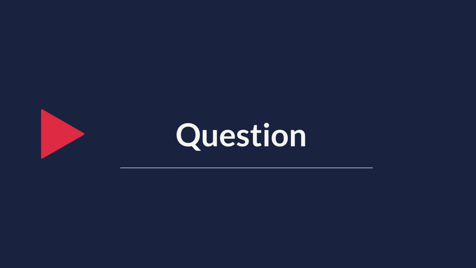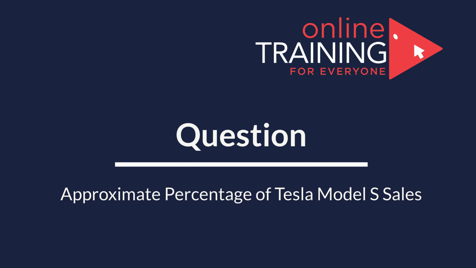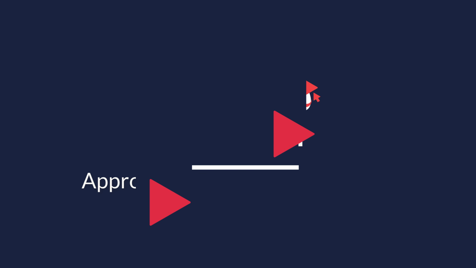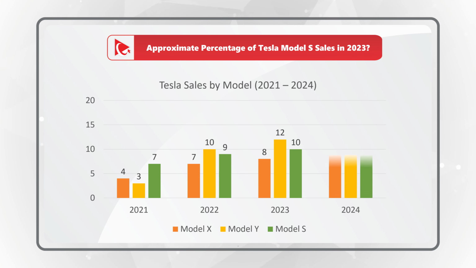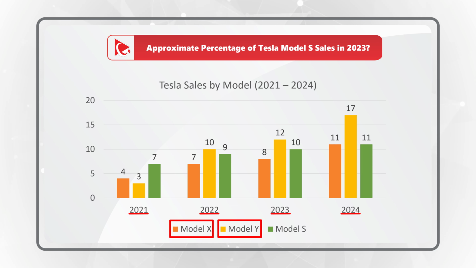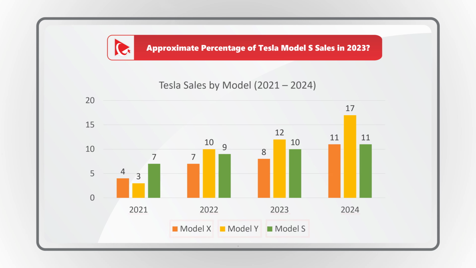Here's a very interesting question where you need to calculate the percentage of Tesla Model S sales in 2023. You're presented with a bar chart, which shows sales for the periods of 2021, 2022, 2023, and 2024. And each section has sales for Model X, Model Y, and Model S. Based on the information presented, you need to determine which number is correct out of 4 different choices.